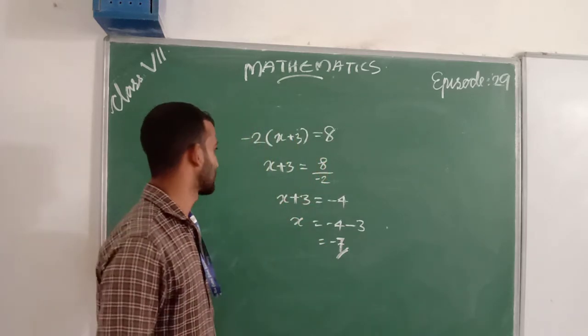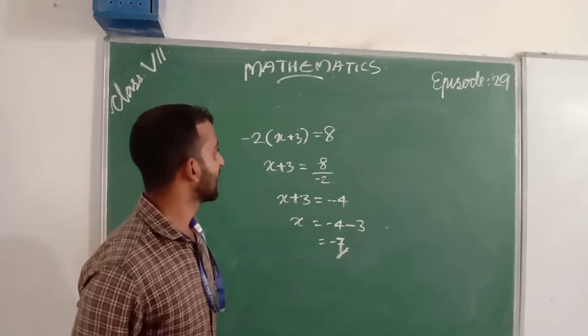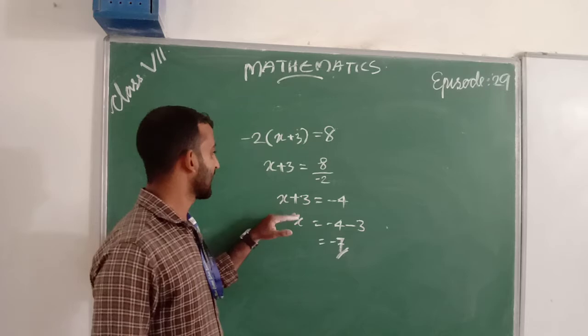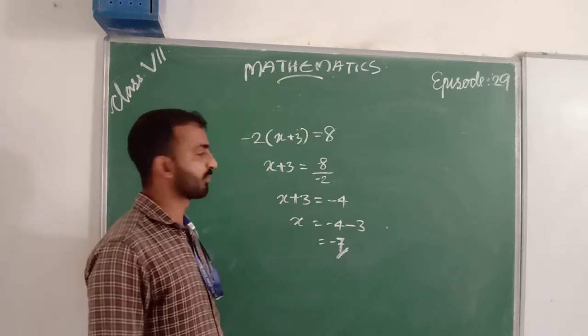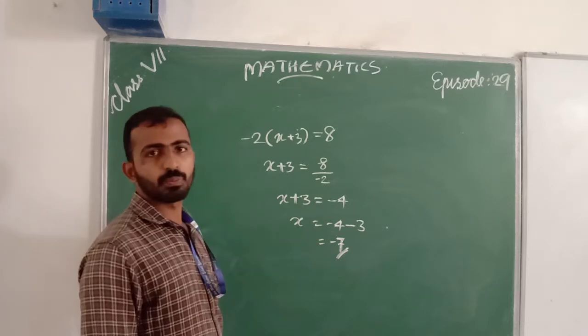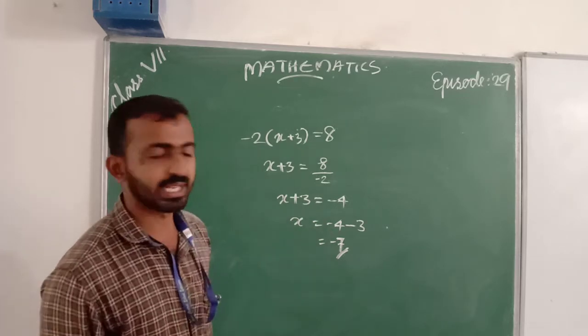Is it? Yes. That is, x plus 3 equal to 8 by negative 2, that is, x plus 3 equal to negative 4. That is, x equal to negative 4 minus 3, so we get negative 7.